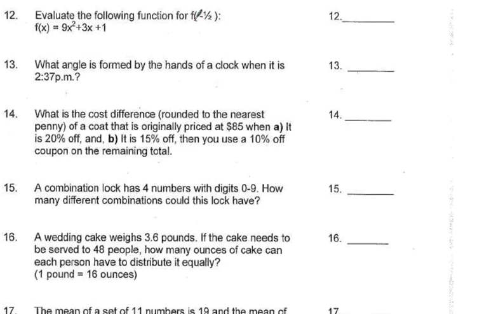So this is in function notation. F of x is just another way of saying y. It means the function of x, really. And so we're plugging in -1/2 for x. So we have 9 times -1/2 squared plus 3 times -1/2 plus 1.